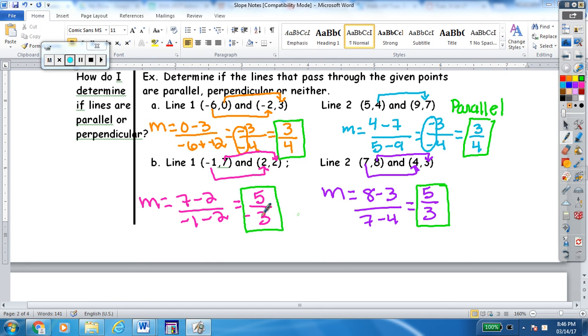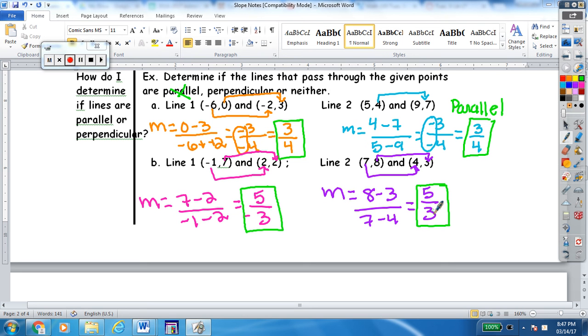Well, they are opposite slopes, so I'm tempted to say they're perpendicular. They're definitely not parallel. They would not be parallel because they're not the same. They would have to be exactly the same to be parallel. But in order to be perpendicular, we need two things to be true. We need them to be opposites, which they are. One's negative, one's positive. But we also need them to be reciprocals.